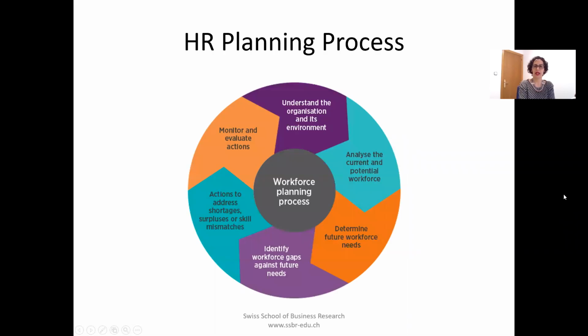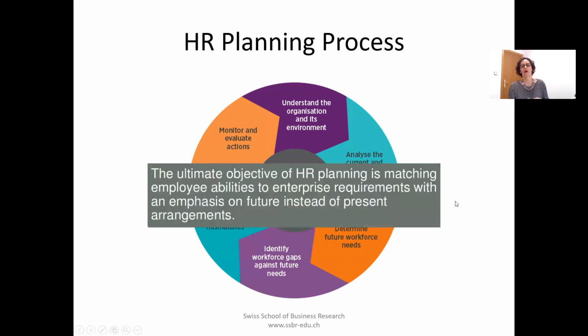So to finish off, let's talk about the HR planning process. I've already given you a brief idea of what we need to do, but we're going to take a look at it in detail now. The first thing we need to understand is that HR planning is about matching the employees' abilities to the company's requirements, thinking about the future, not just the present arrangements, but also forecasting for the future.